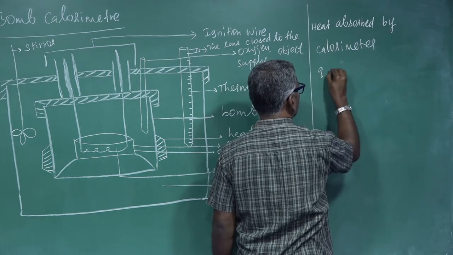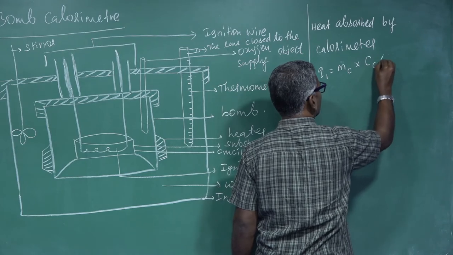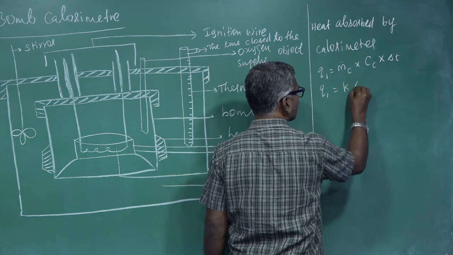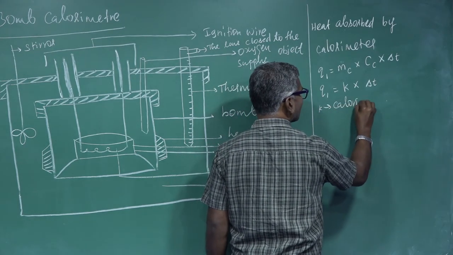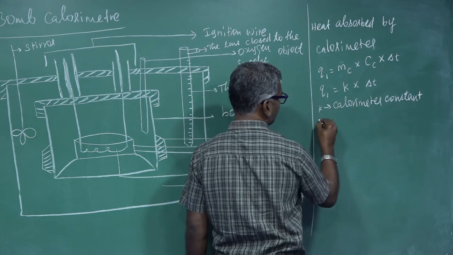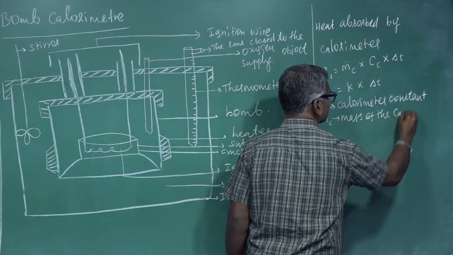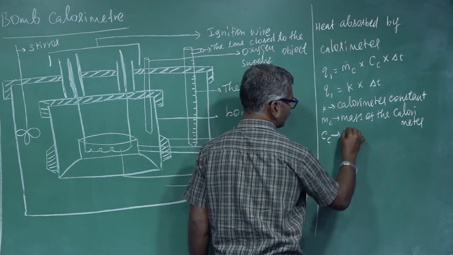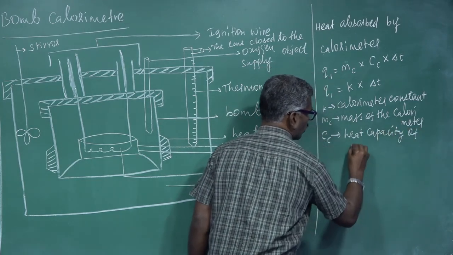That is, Q1 = MC CC delta T. This equation becomes K delta T. Here, K is the calorimeter constant, MC is the mass of the calorimeter, and CC is the heat capacity of the calorimeter.